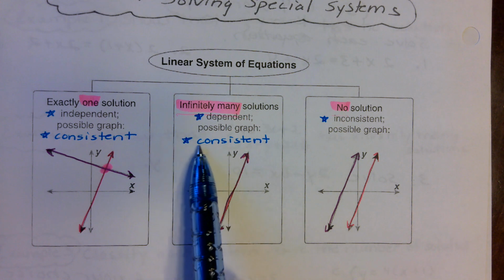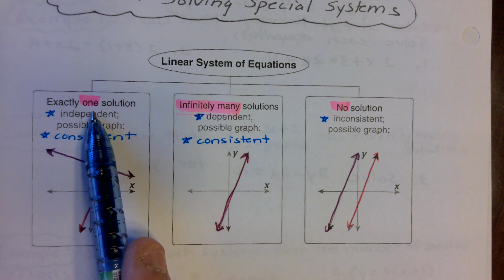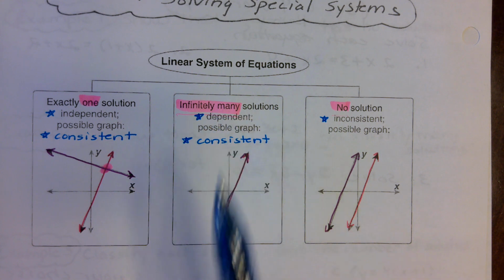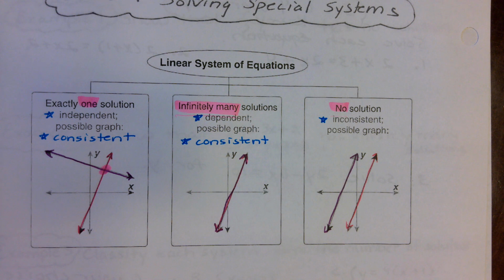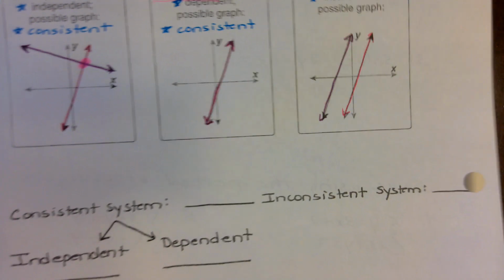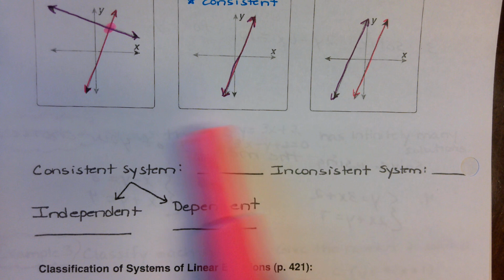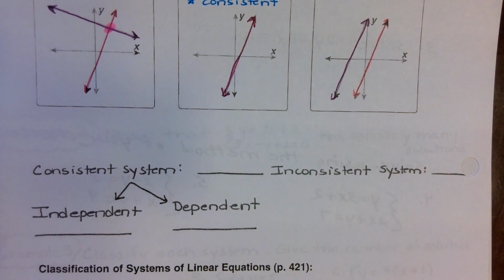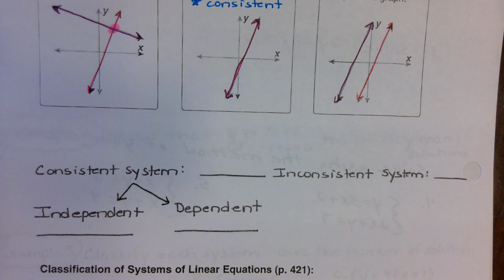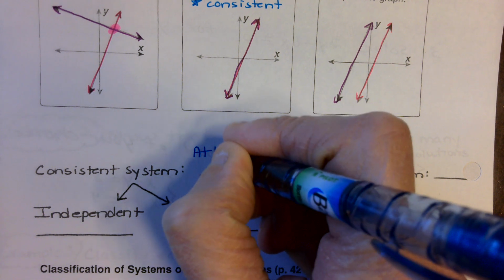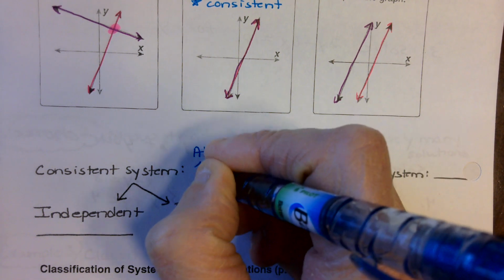Now the consistent can be further broken down into independent, where there's one solution, and dependent, when there's infinitely many solutions. So this is going to take just a little bit. If there's something you're going to study in this chapter, it would be this and understanding this. I tried to rewrite it here because I know visually sometimes different things jive with different people. So I also wrote it here. So a consistent system has at least one solution.